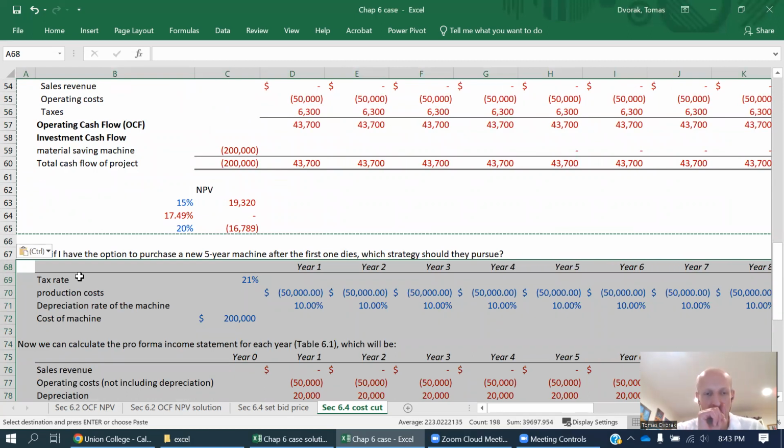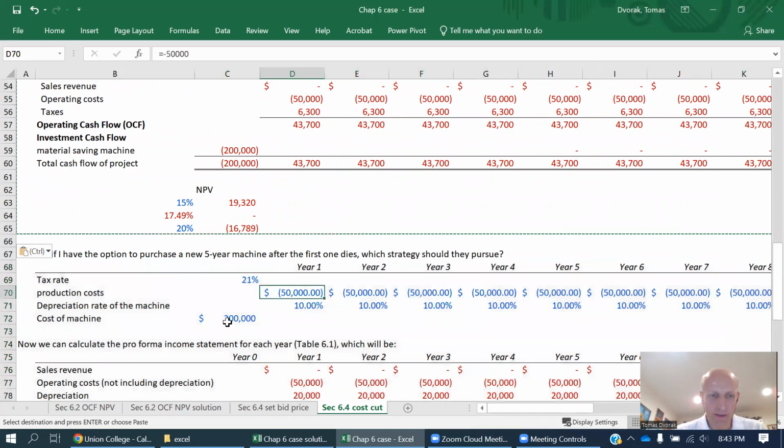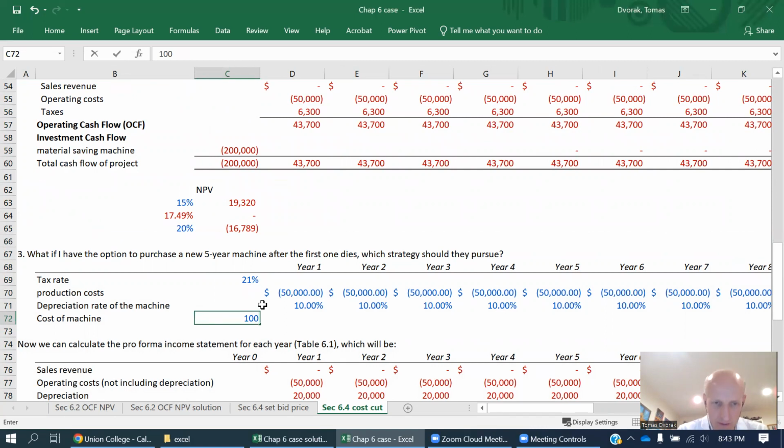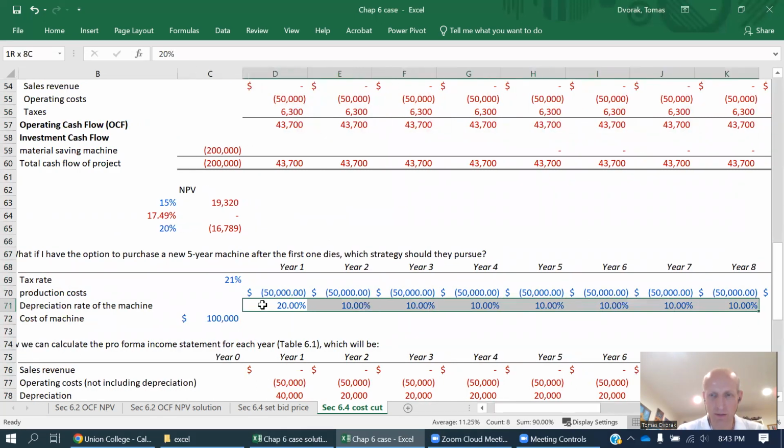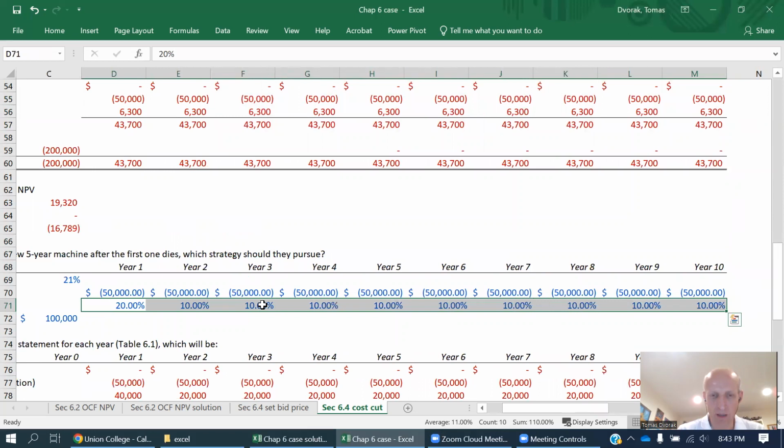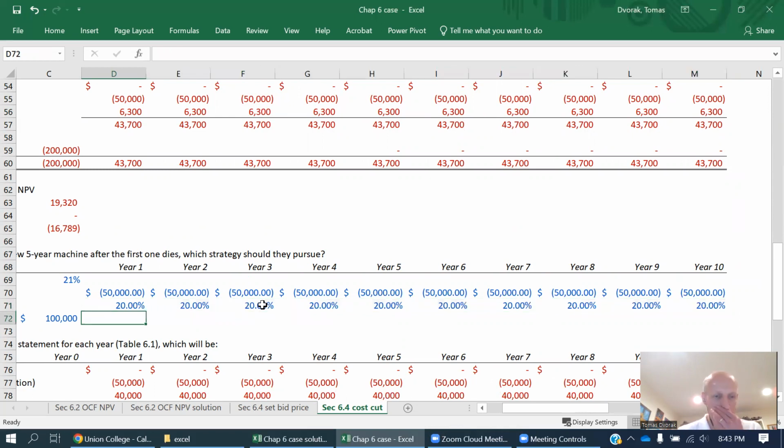So the savings are still $50,000. The tax rate is the same. The machine, though, is now $100,000. It's depreciated 20% per year. So yeah, we're gonna keep it this way. Control R. We know that we're gonna have to buy this machine twice.